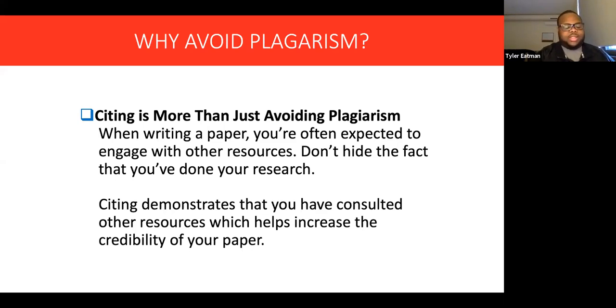Citing demonstrates that you have consulted other resources, which helps increase the credibility of your paper. So when you cite sources, it makes your paper even more credible because you're able to see that other people have written on this topic and you're able to understand it more as well. And you're able to understand other academic pieces of articles, which makes it a strong paper.